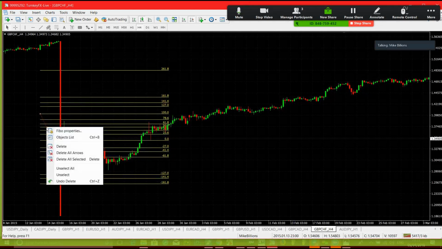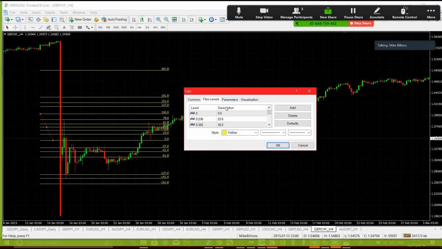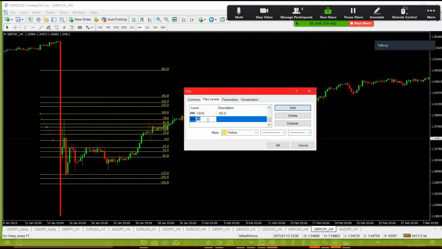Okay. So we go to the Fib properties. After we drew out the Fib, go to the Fib properties. Already, I know you might have the 0.0, you might have the 23, the 38, 50, 61, 88, and all of that. So you want to add more levels. So just go on here and then add. So you add. When you click on add, this is what you get.